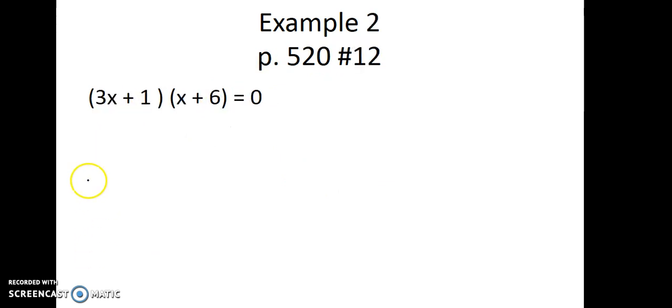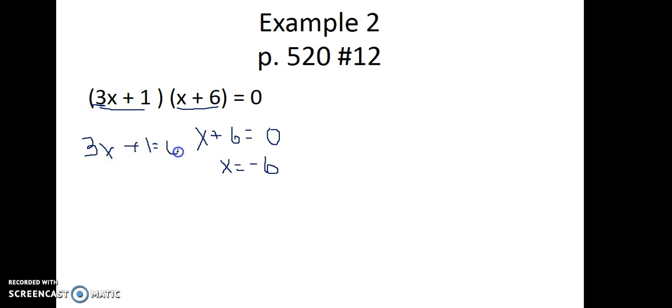For example, let's say in number 12. Number 12, the two binomials, this first one makes sense. If I make x plus 6 equal to 0, then x just has to equal the opposite of 6, so x equals negative 6. This other one is a little more complicated because we have a coefficient in front of the x. So we have to do 3x plus 1 equals 0.